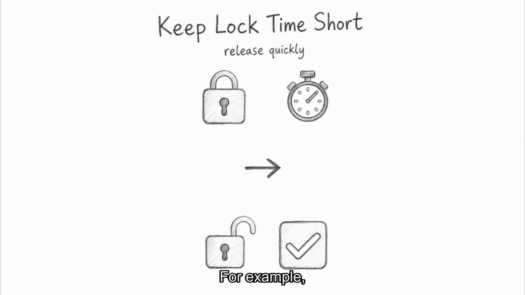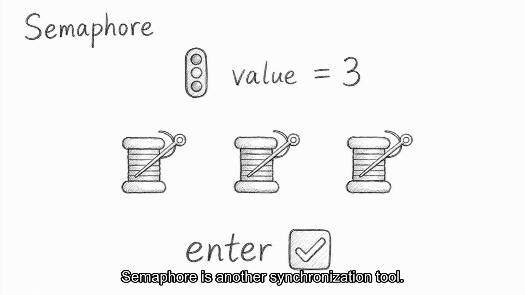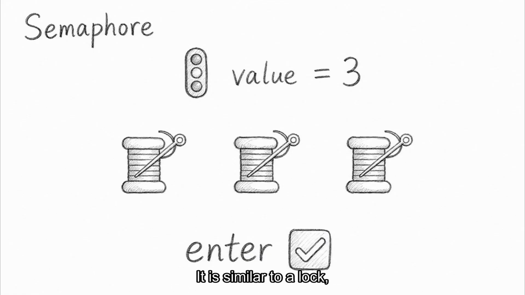For example, holding a lock while waiting for a network response can be dangerous, because other threads may be blocked for a long time. Now let's move to Semaphore. Semaphore is another synchronization tool. It's similar to lock, but it's more general.